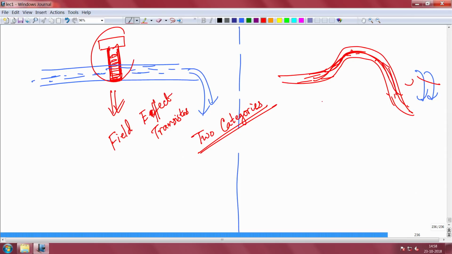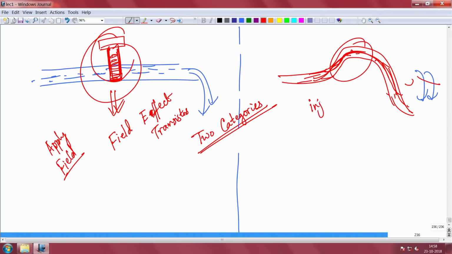These others are not field effect transistors, they are like junction transistors. Here you do not apply a field. In the field effect kind of transistor you apply an electric field, we will come to that. Here you basically inject a small amount of current to change this profile, and thus you control the output current. So essentially this is your point A, this is your point B, and this is the third terminal.